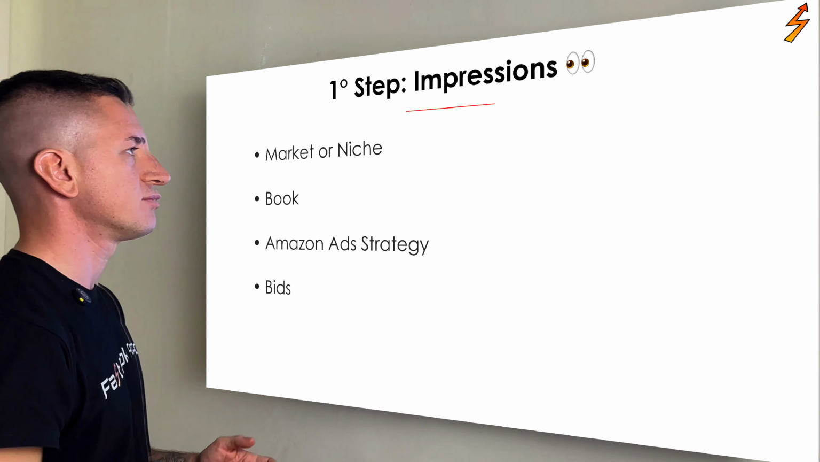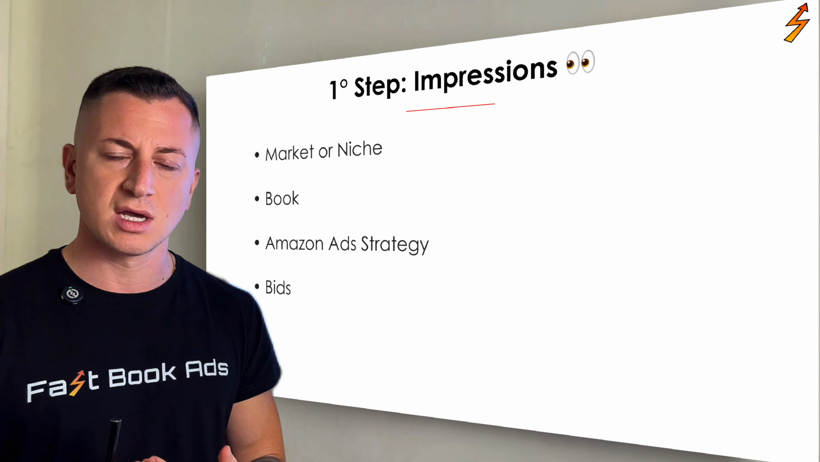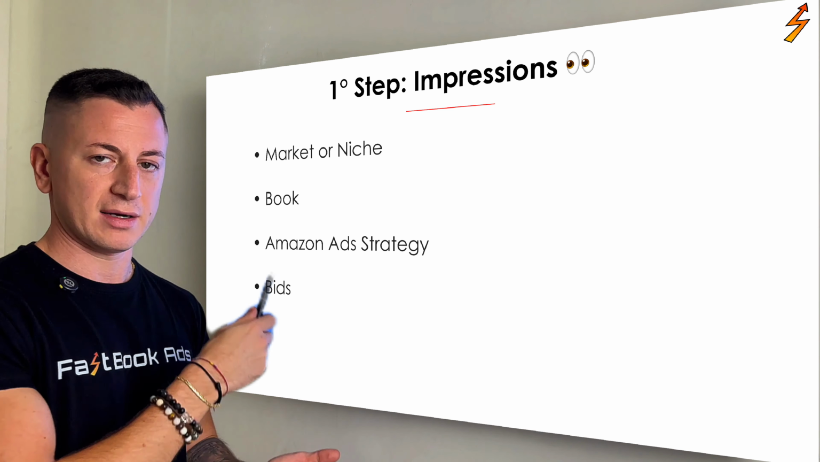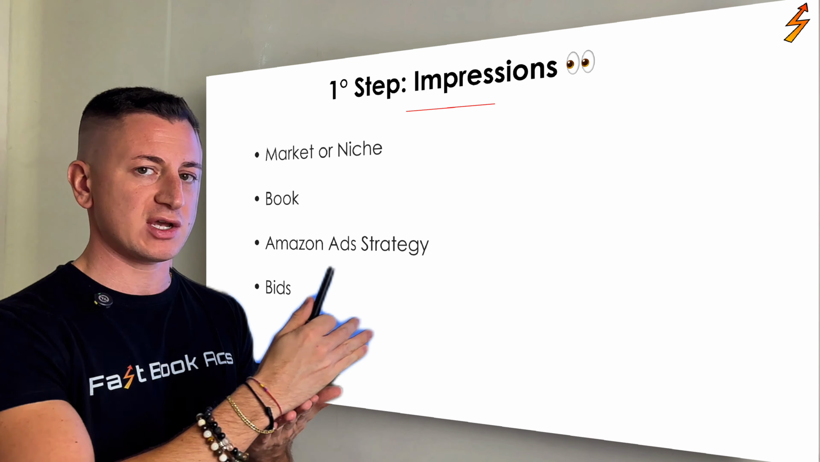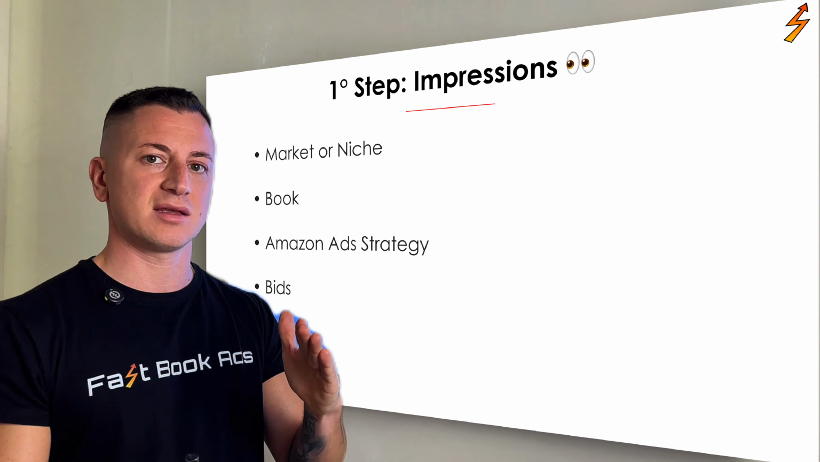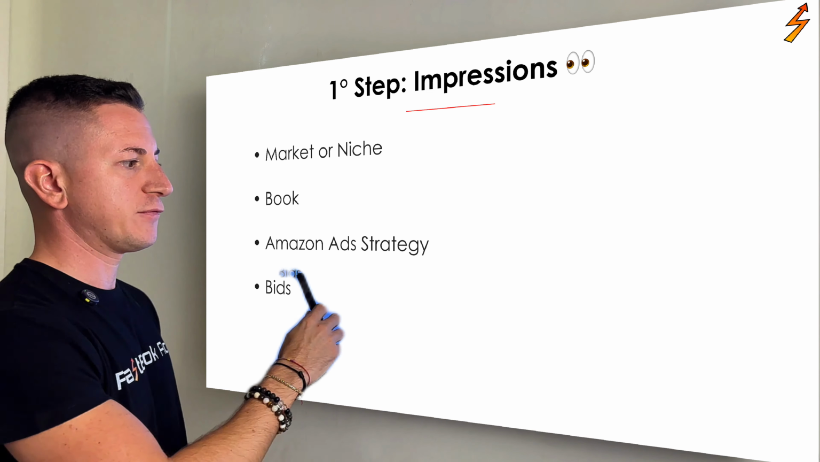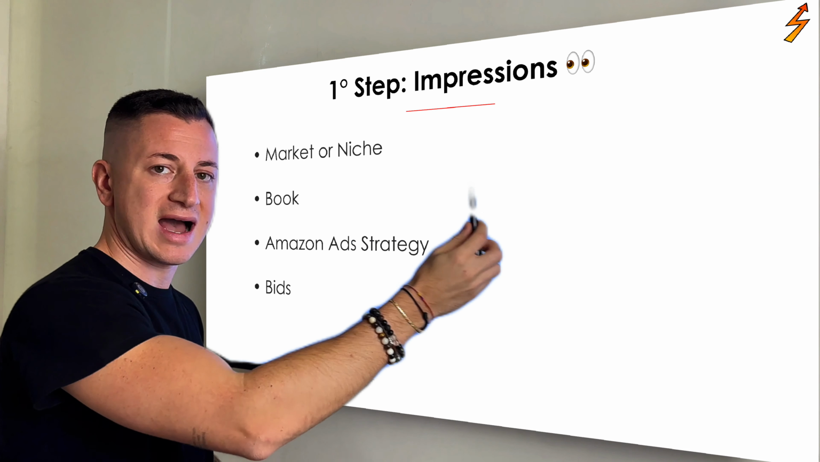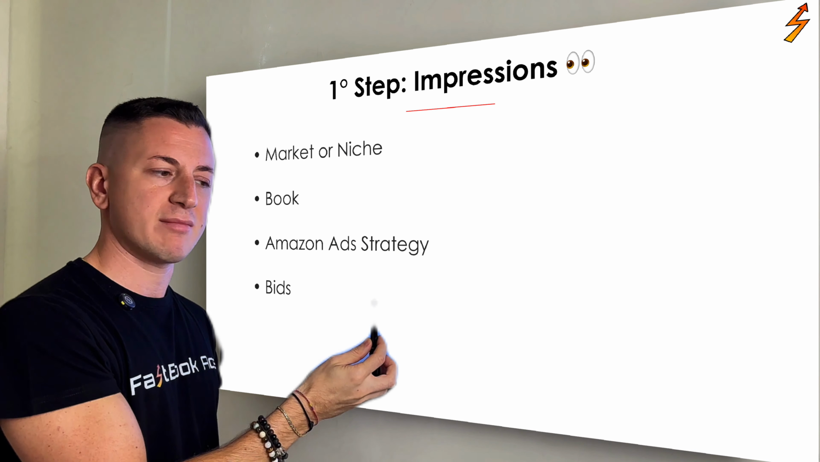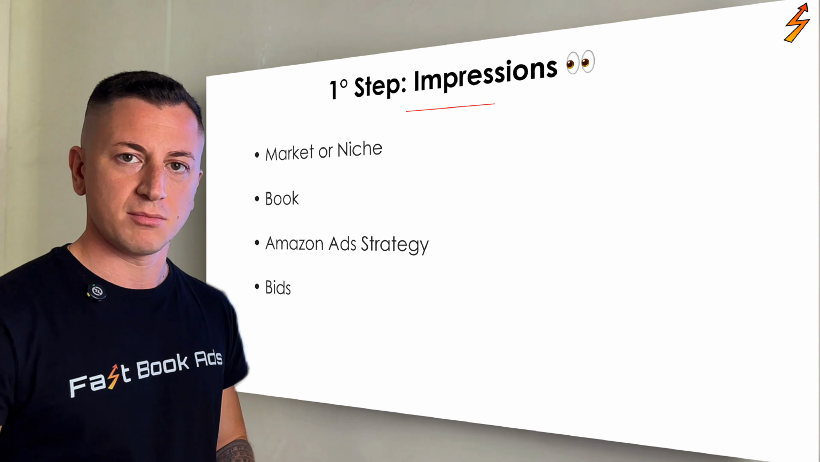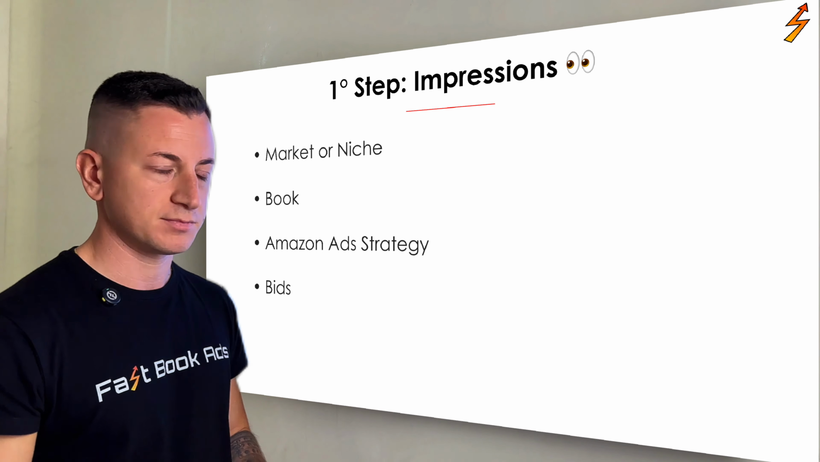Second factor is the book. The book is very important, because for us, impressions are free. But for Amazon, impressions are money. And Amazon gives impressions to the books that are selling more, that have more potential. So if your book will sell a lot, Amazon will give you a lot of impressions. If your book is selling nothing, Amazon won't give you impressions, because for Amazon, every impression means dollars.